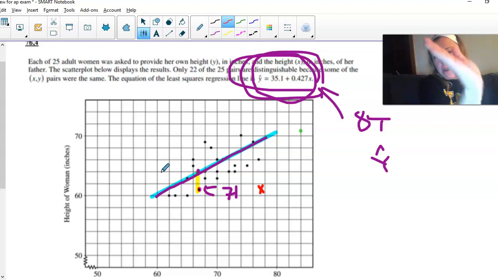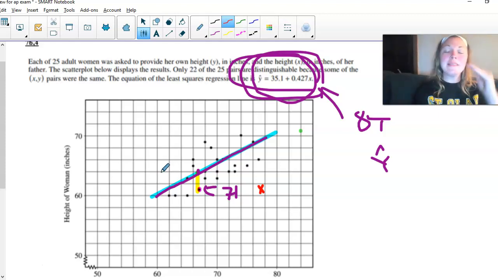What does that mean? The slope is going to decrease, right? It's not going to be as steep. The y-intercept is going to increase. And the correlation is going to get bigger.